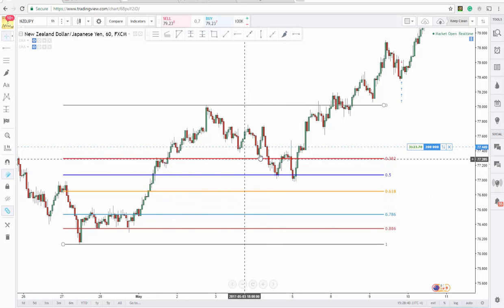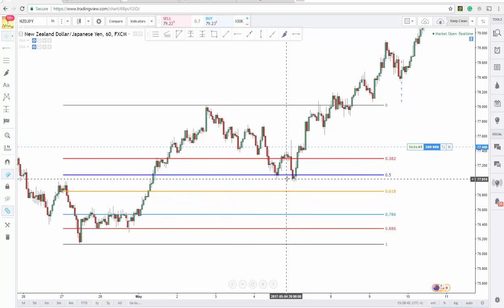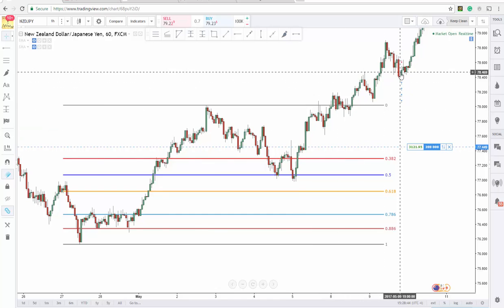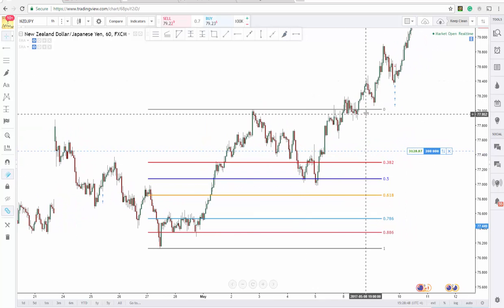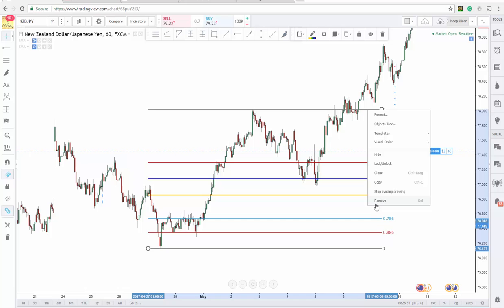So as you can see, you could have waited on that pullback to 50%, got involved at that double bottom, and you would have been well on your way to being extremely profitable in this specific trade.